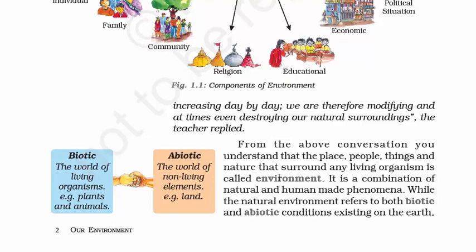Let's get the definition of environment. From the above conversation, you understand that the place, people, things and nature that surround any living organism is called environment. Living organism means anything that breathes on this planet. It is a combination of natural and human made phenomena. So environment is made by both humans as well as nature.